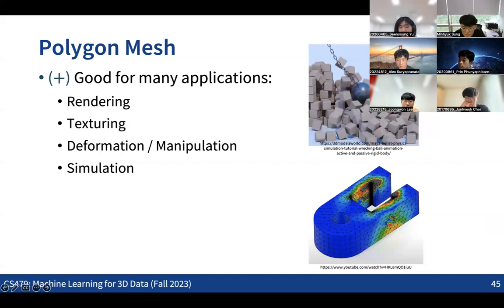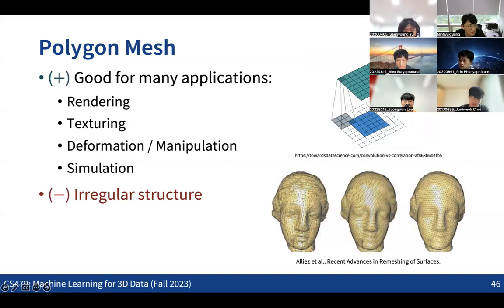Yeah, obviously one of the issues would be the irregular structure. Also for the point cloud, we had the same issue in that we do not have any kind of regularity in the data. And here, while we now have some connectivity information, this connectivity may not be regular, which means that we cannot typically use the typical convolution operation. So that can be one big issue in this case.